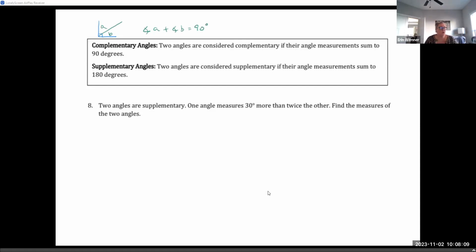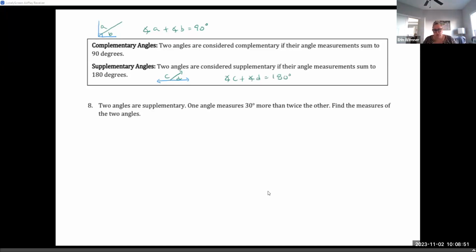Supplementary angles are two angles where, when you add their measurements, it equals 180 degrees. This comes from the fact that a straight line has an angle measurement of 180 degrees. So if I add in an angle here, and I'm going to call these angle C and angle D, angle C plus angle D equals 180 degrees, because those two angles, when I add them together, create that blue line.